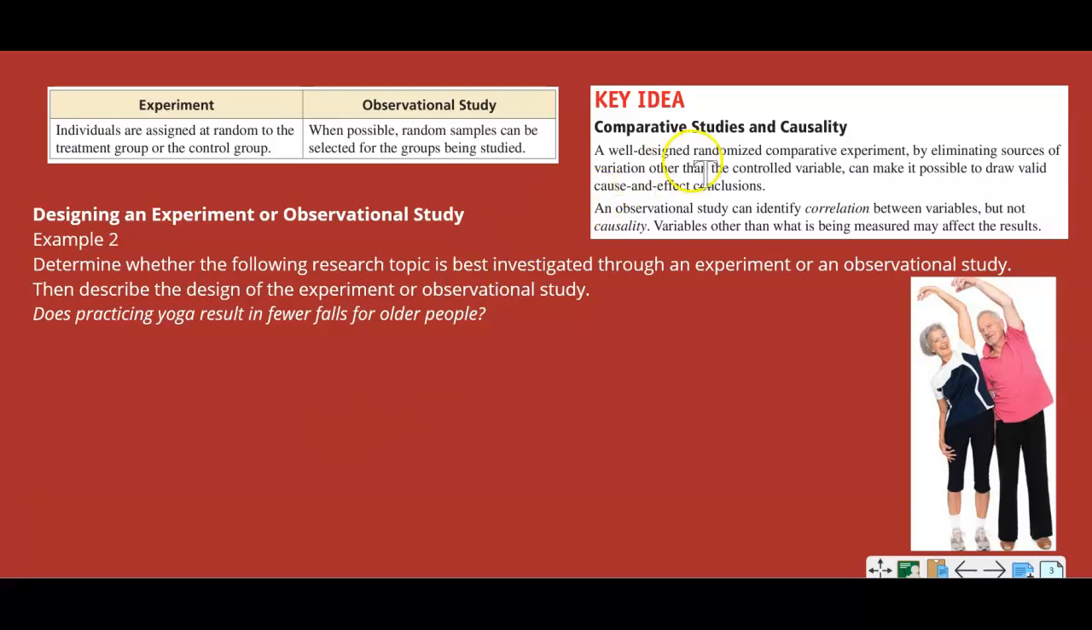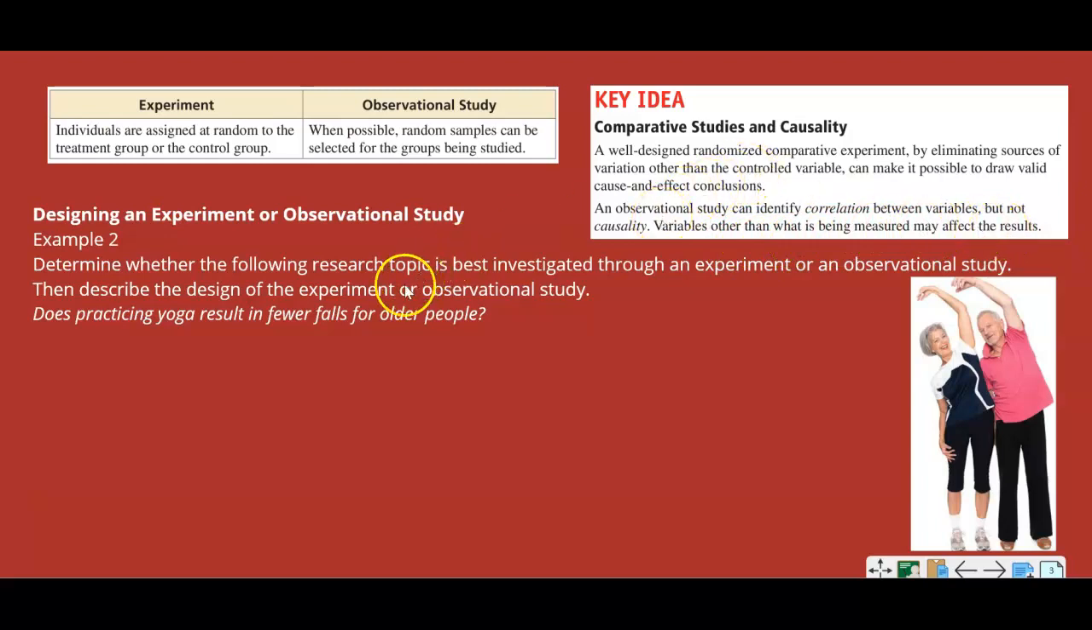So if you look up here, it says comparative studies and causality. A well-designed randomized comparative experiment, by eliminating sources of variation other than the controlled variable, can make it possible to draw valid cause and effect conclusions. An observational study can identify a correlation between variables, but not causality. Variables other than what is being measured may affect the results.